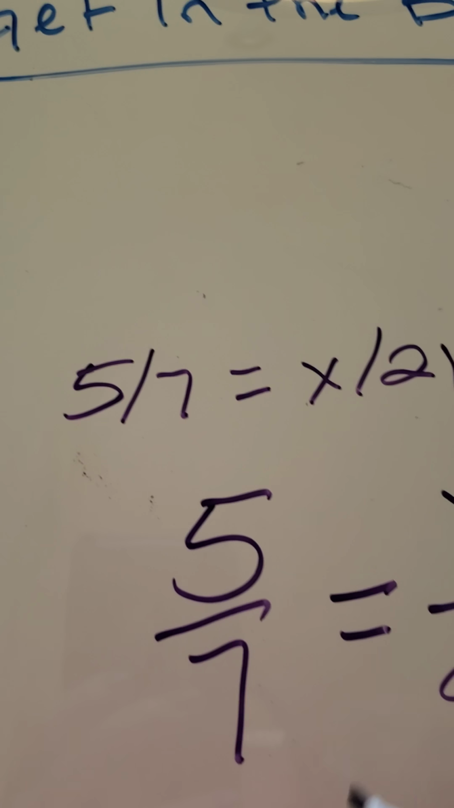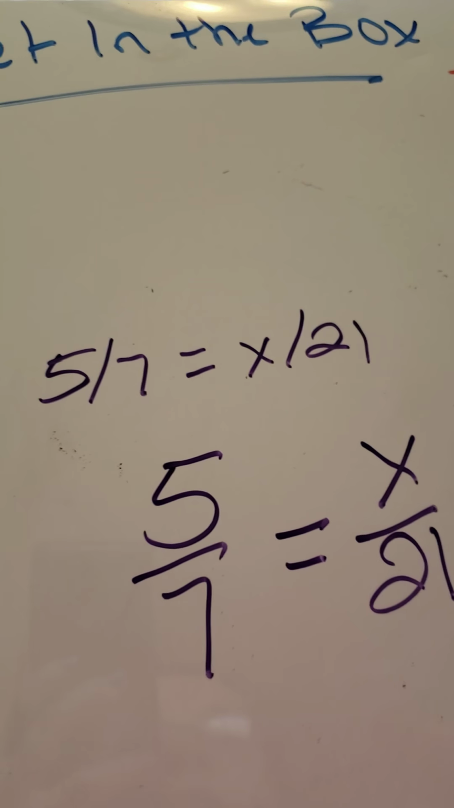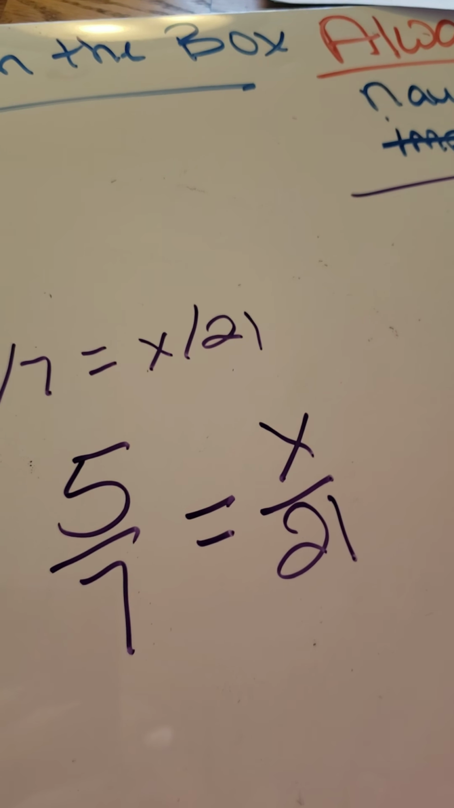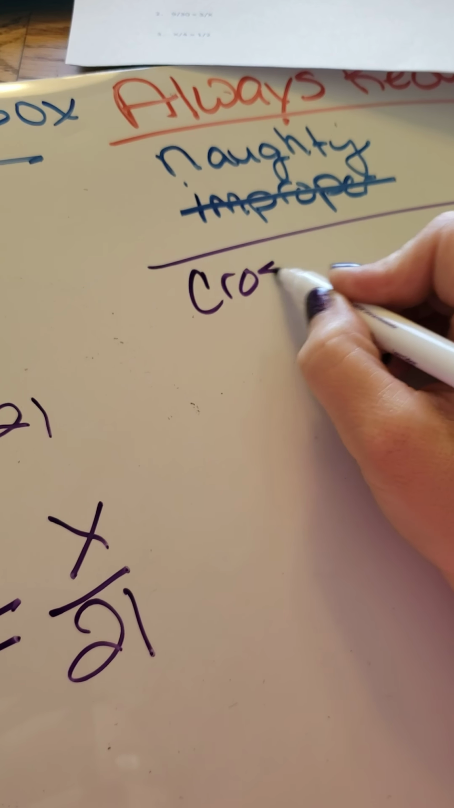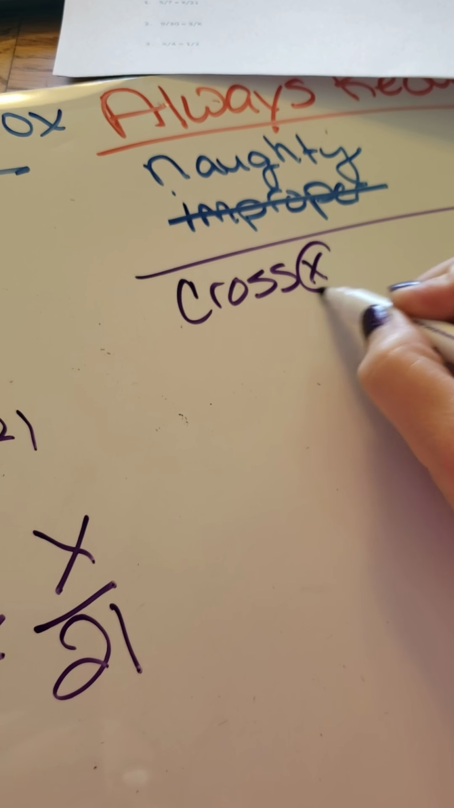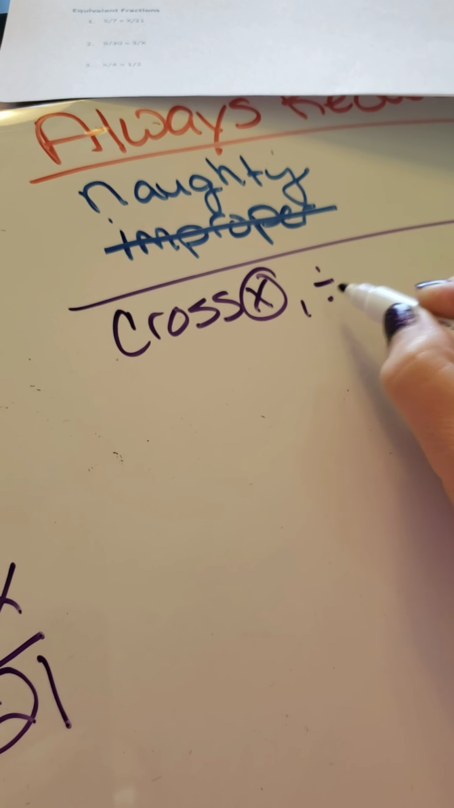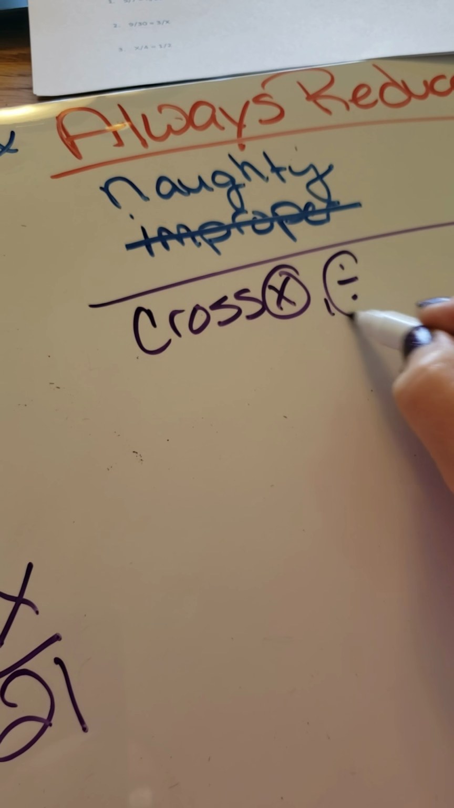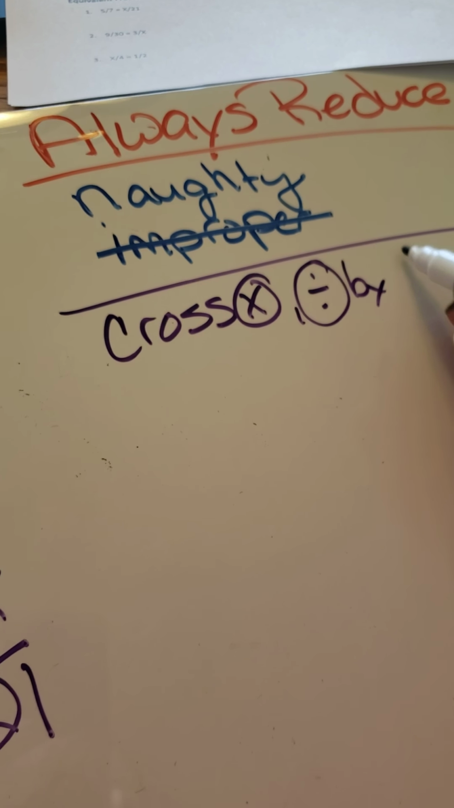That's how it's read on your sheet. I just lined them up this way instead. Now what I want you to do for this one is cross multiply and then divide by your lonely number.